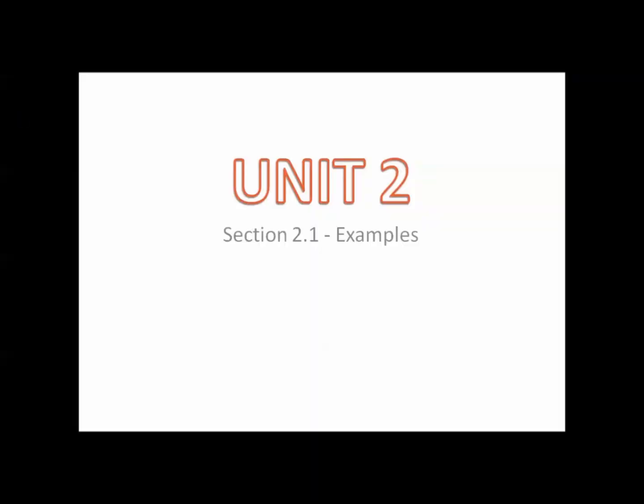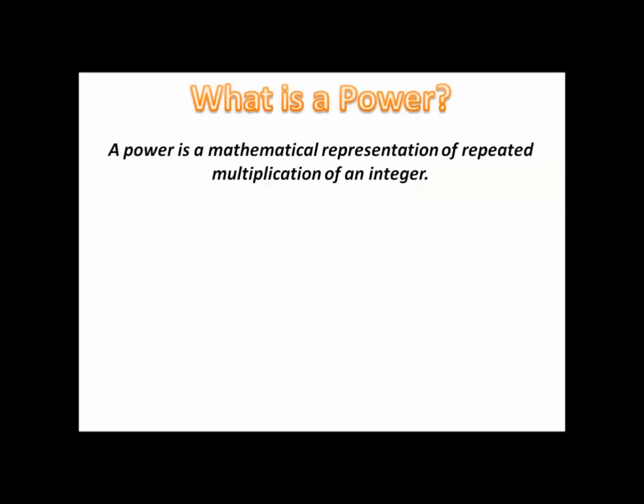Alright, so this is the Unit 2 examples for Section 2.1. So what is a power? A power is a mathematical representation of repeated multiplication of an integer. So that there is a power. 2 is what we call an exponent, and the 5 is what we call a base.